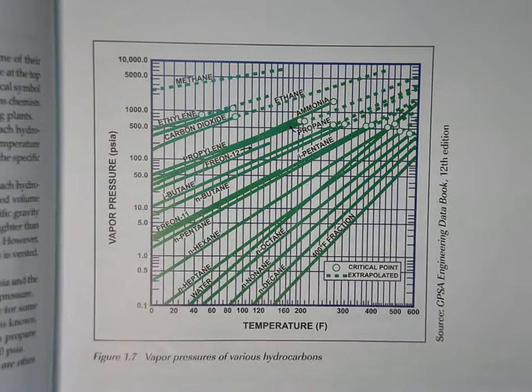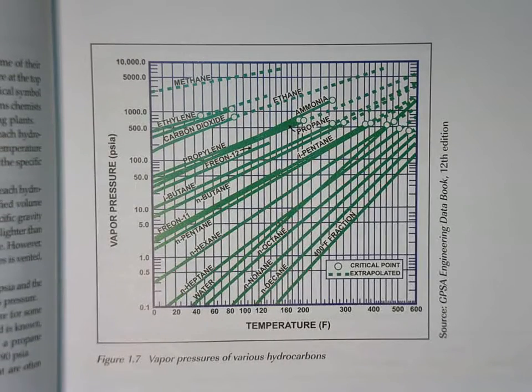Okay, if you'll turn to page 9 in your book, take a look at the chart at the top of the page. This shows vapor pressures of various hydrocarbons. It's figure 1.7. Now, nowadays, data like this is usually available in computers. It's automated, a lot of it. But looking at it in this format helps you to understand the relationships between pressure and temperature.